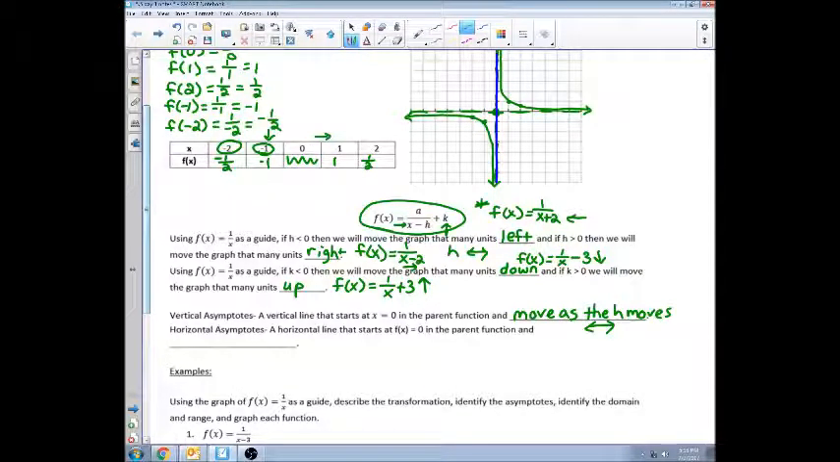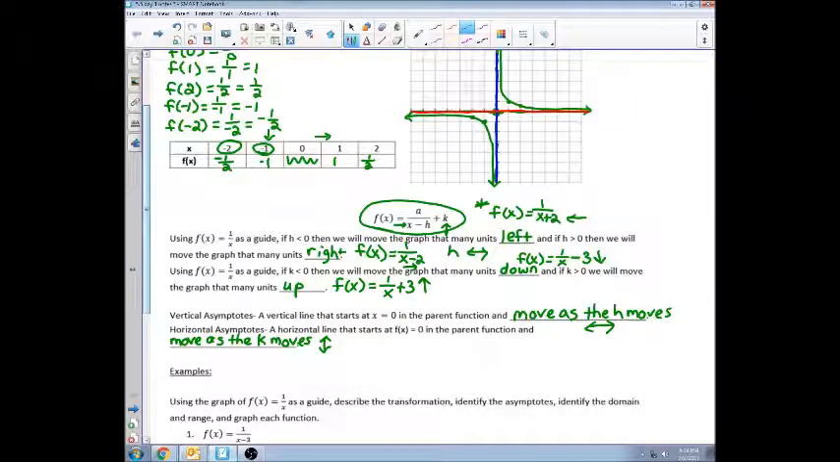All right? Now the horizontal asymptote is a horizontal line that starts at f of x equals 0 in the parent function. That's going to be my red line. That's right here. And it is going to move as the k moves. So that means that it can only move up and down.